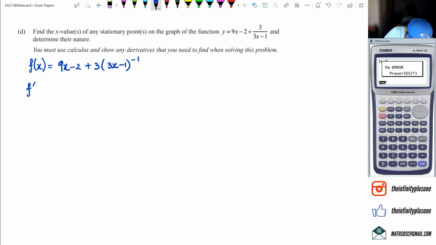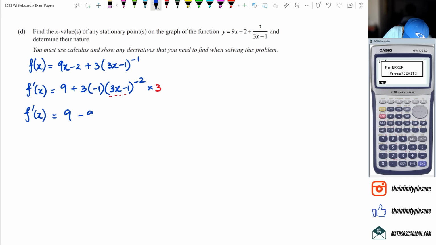which means f'(x) equals 9 plus 3 times negative 1 times (3x minus 1) to the power of negative 2, multiplied by the differentiation of whatever's inside the bracket, which in this case is 3. So we've got f'(x) equals 9 minus 9(3x minus 1) to the power of negative 2.